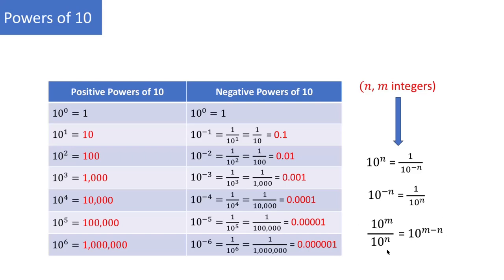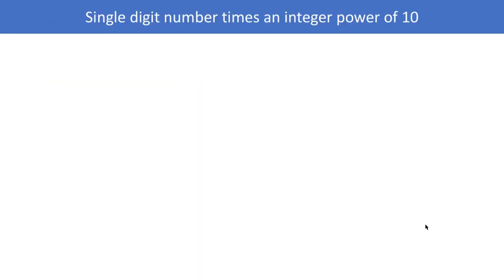10 to the power m divided by 10 to the power n is 10 to the power m minus n. Single digit number times an integer power of 10. 300 is 3 times 10 squared. 7,000 is 7 times 10 to the power 3, so you are adding 3 zeros here. 5 millions, 5 times 10 to the power 6, 6 zeros.